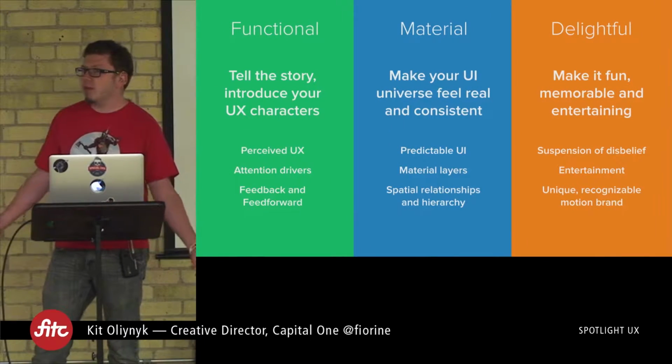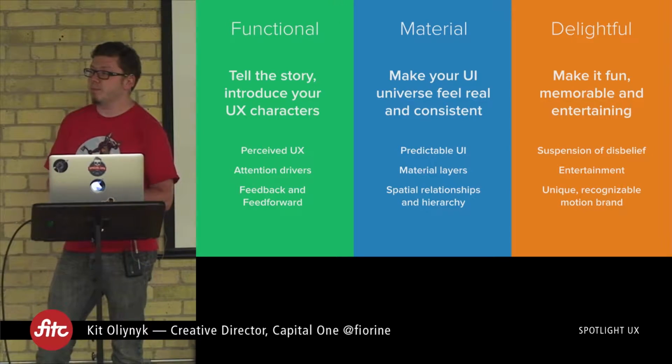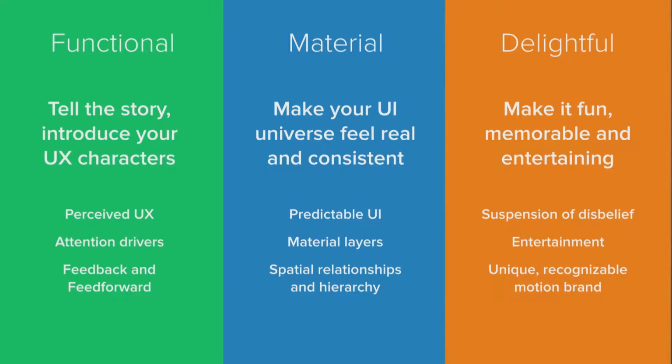I think we can use all the same principles from cinematography and motion design and define 3 pillars of animation: functional, material, and delightful. Functional would be about seamlessly telling your story and introducing your UX characters to users in a timely fashion. Material would be about making our UI universe feel real. And after we tackle those 2, delightful could help people love our products and come back for more.